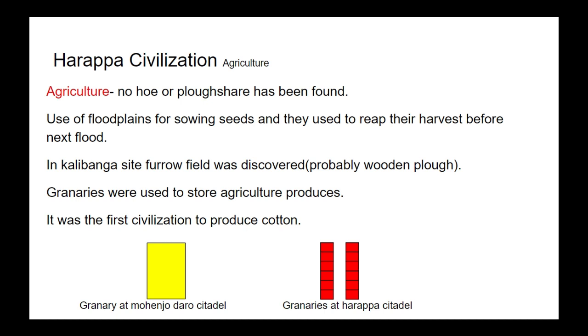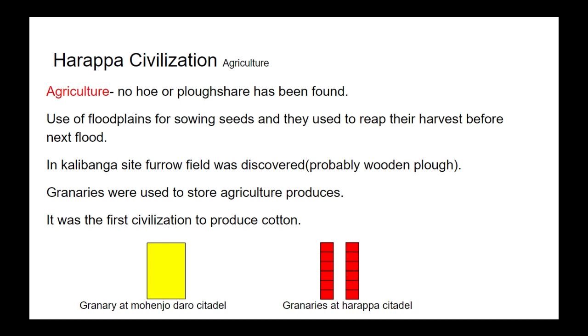As I said earlier, in Harappan Valley civilization, we don't find any hoe or plough here. Because there was no hoe and plough, sowing of seed was done in the floodplains of the Indus River, and they used to reap their harvest before the next flood, and in the next flood they used to sow new seeds. So the work of ploughing was done by the river in their floodplains.